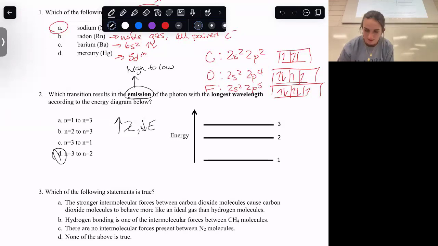Yep. Right, and you have 3 options for emission here. You can have 3 to 2, 3 to 1, or 2 to 1. They should be spaced so that it's scalable. So the transition between 3 to 2 is the smallest transition. That will be the smallest change in energy, which means the longest wavelength emitted. Does that help your question? Yep, great.